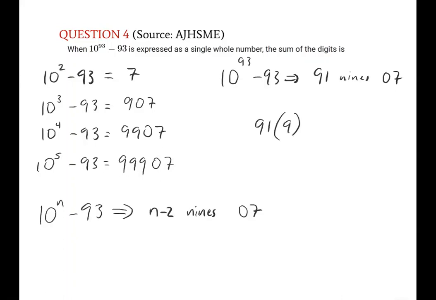times 9 plus 7, and that will be equal to 225, I believe. Let me just calculate real quick. 826 actually. That is our answer.